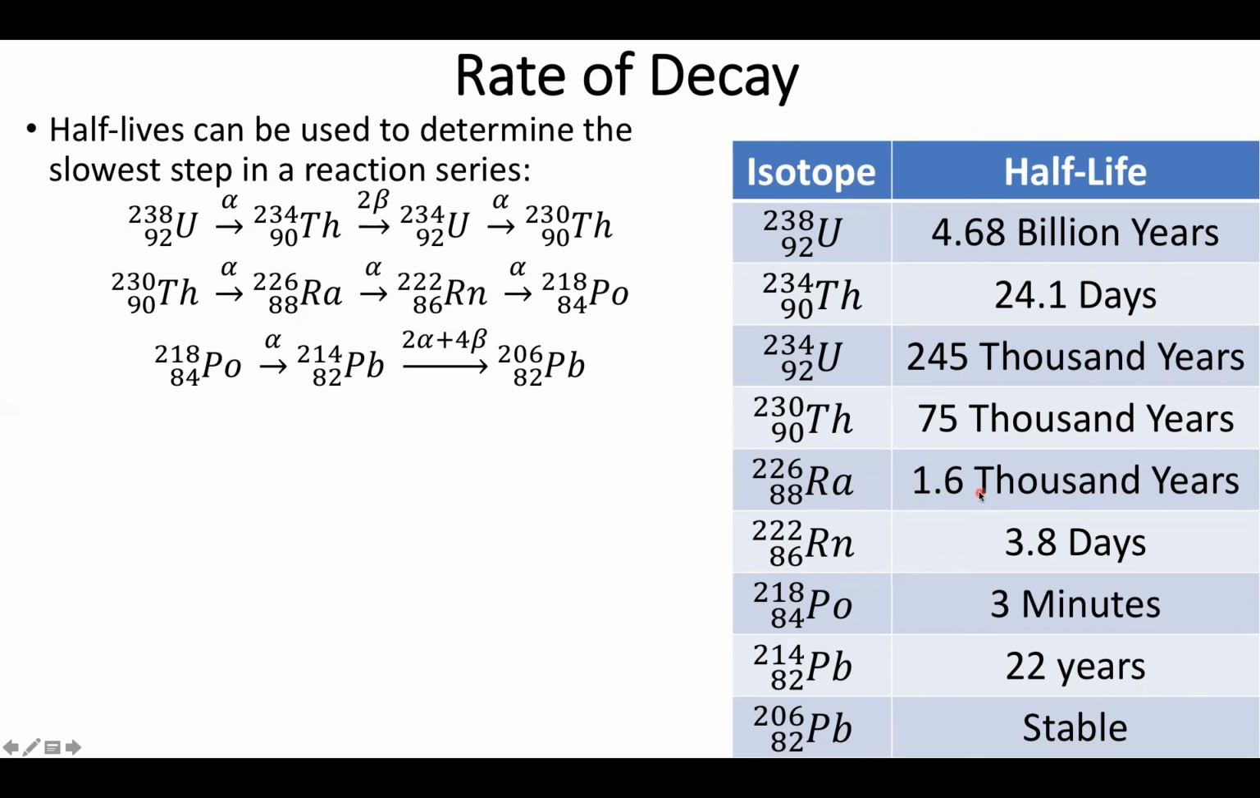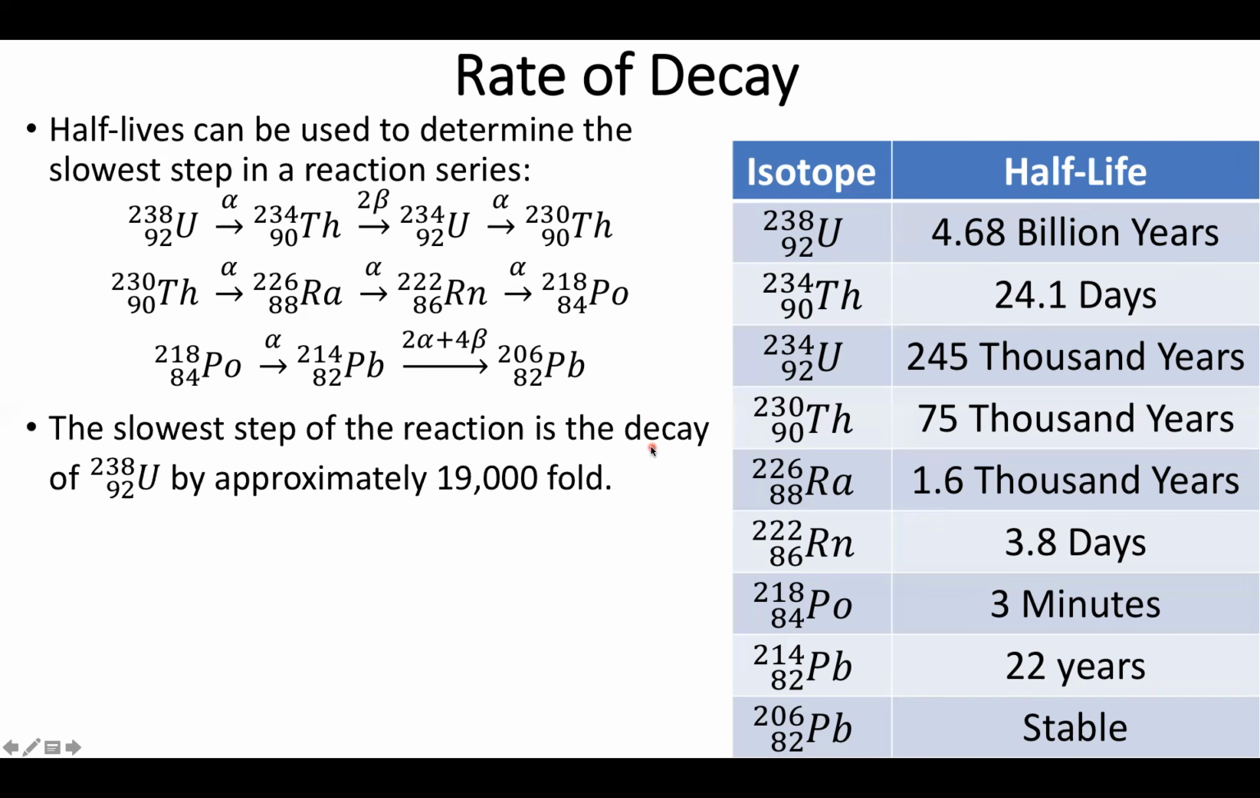This means that it is present in high enough concentrations that it can be observed, but it has a low enough half-life that it will quickly react at a rate that you can go ahead and observe. And one of the big things to note is, just like any sort of reaction series, the general rate of reaction will be controlled by the slowest step. In this case, the slowest step is by far the uranium decay. It is over 19,000 times slower than the next slowest step, which is the decay of uranium-234.